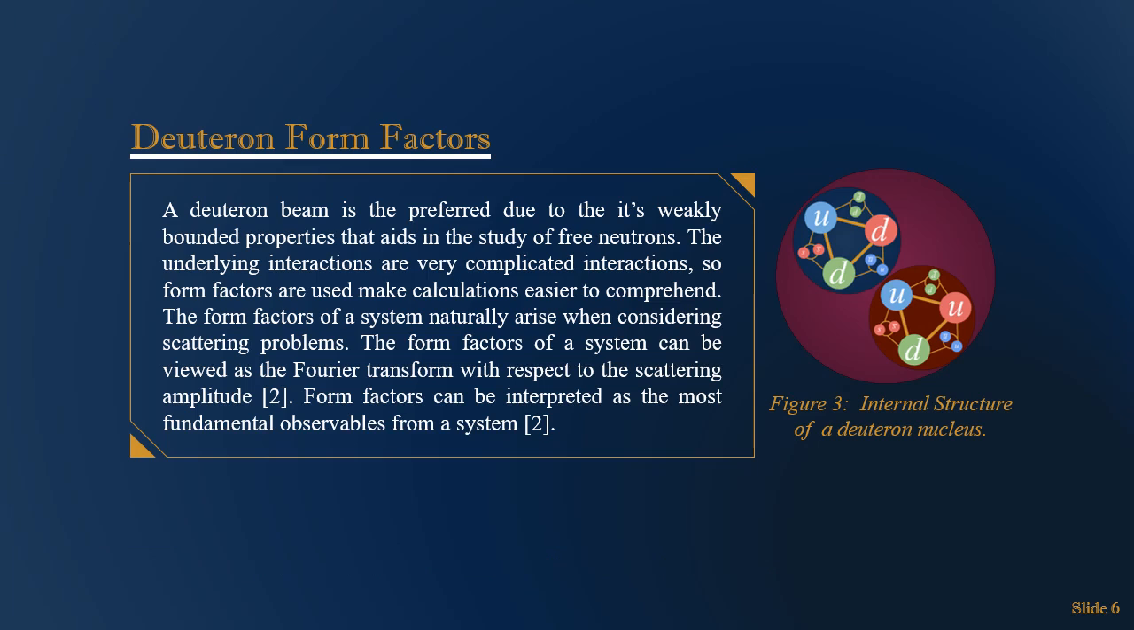When using the EIC, deuterons will be preferred because they have a weakly bounded property that will aid in the study of free neutrons. The interactions within the deuteron are complicated and very long. Some form factors were introduced to make the calculations easy to comprehend. Essentially, form factors are viewed as the Fourier transform with respect to the scattering angle, or the most fundamental observables from a system.